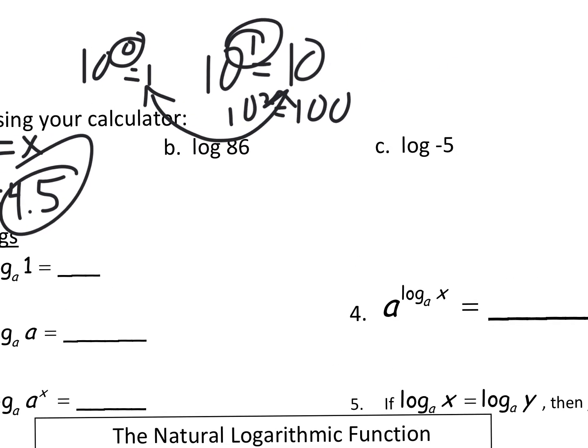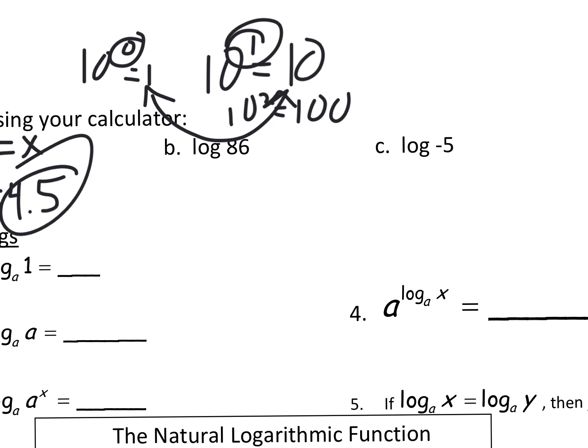Log 86, so that's saying 10 to what exponent gives us 86. Well, 86 is somewhere between 10 and 100, so this is somewhere between 1 and 2. And again, like I said, it's like 1.8, 1.9, somewhere in there. And it's actually not directly proportional. These are dealing with exponents, so 86 is much closer to 100, so you'd expect it to be much closer to 2 than 1, but it's not directly proportional.